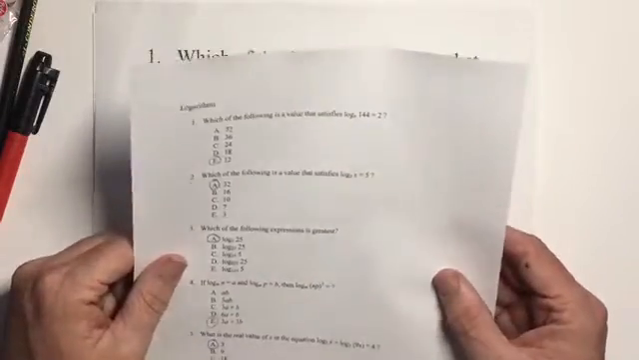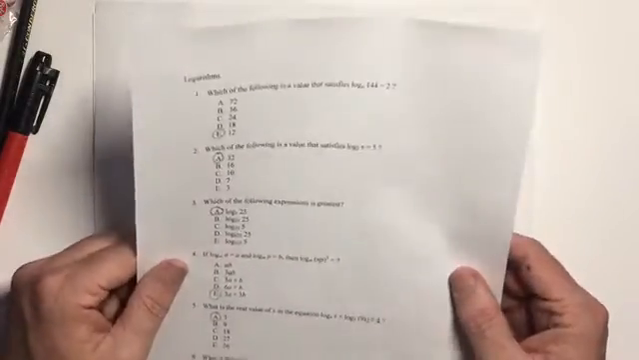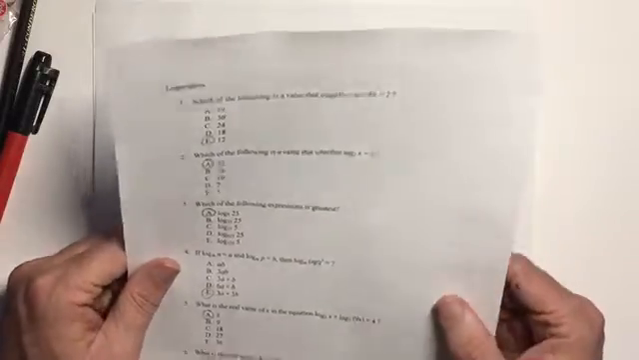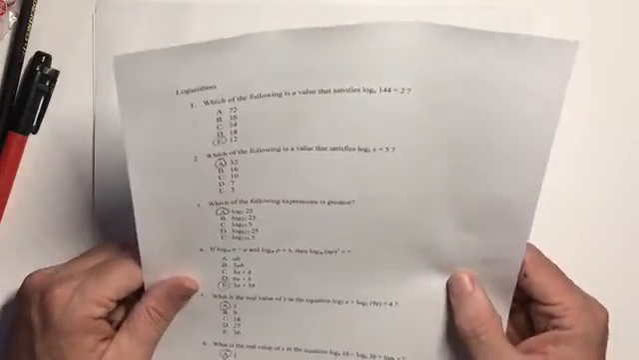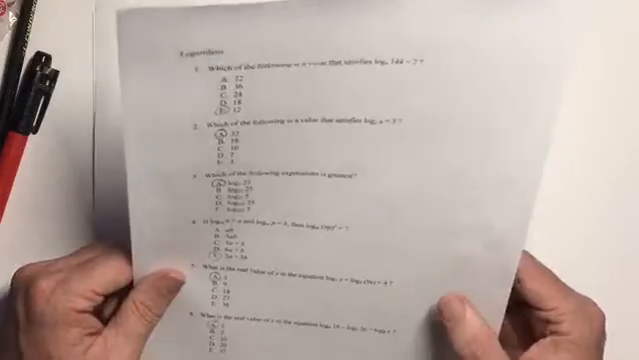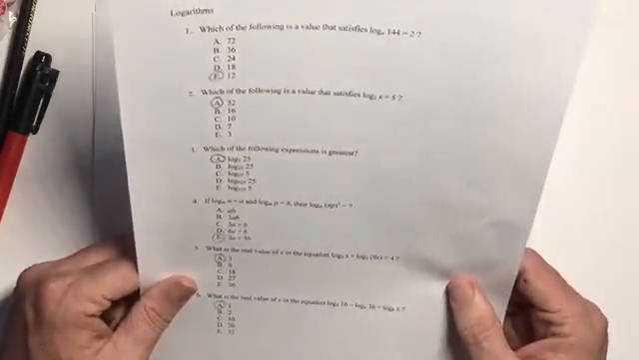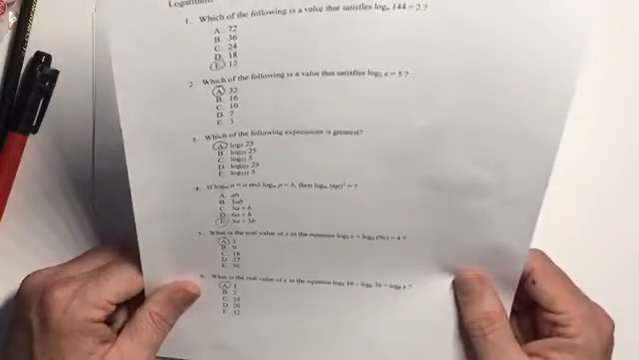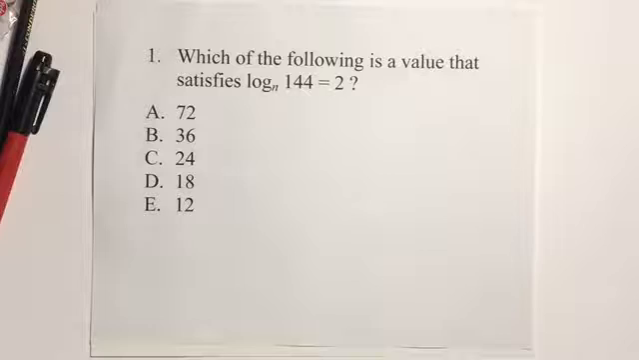Number 1 is E, echo. Number 2 is A, alpha. Number 3 is A, alpha. Number 4 is E, echo. Number 5 is A, alpha. And number 6 is A, alpha. All right, now let's see why.